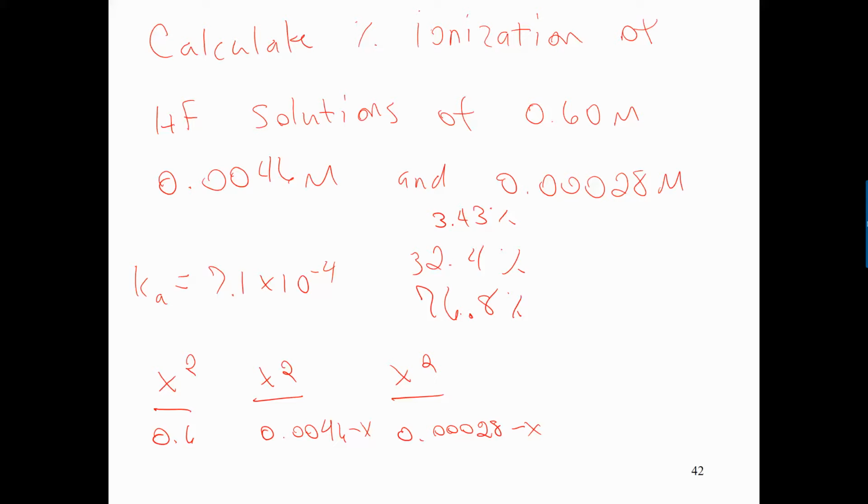Look at the trend here. As the concentration increases, what happens to the percent ionization? As the concentration decreases, the percent ionization is increasing. So the smaller and smaller the concentration, the higher and higher the percent ionization.